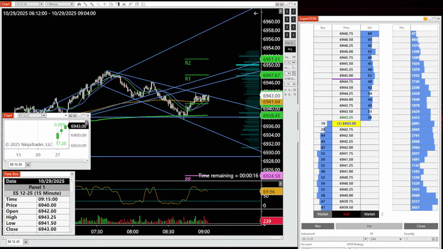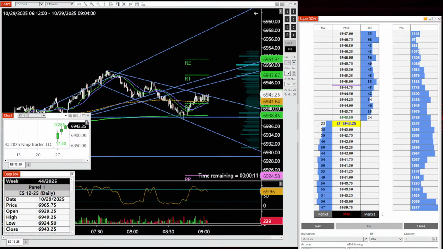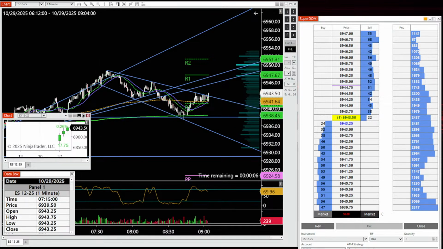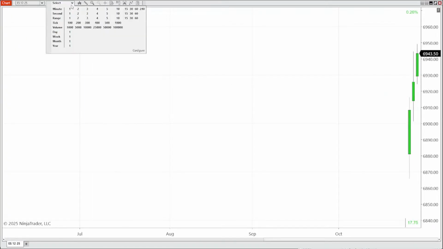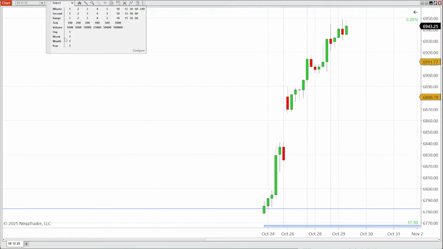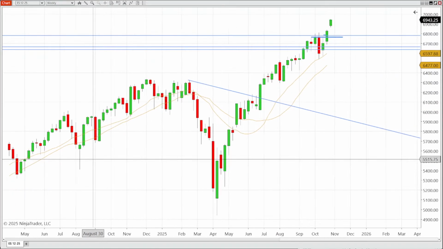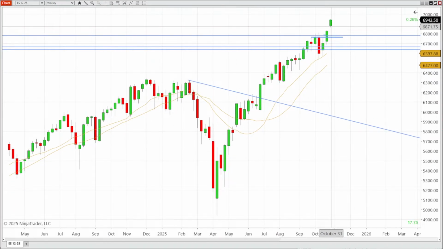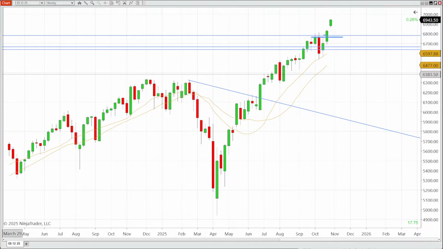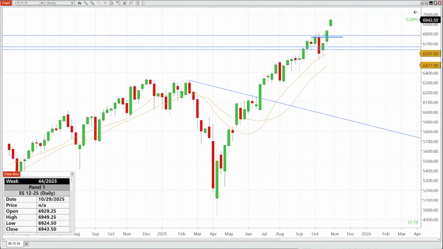Let's see. Let's pull up the 4-hour chart. Let's start with the 240. Well, no, let's go with the weekly chart. On the weekly chart, we gapped up for the week and haven't looked back. Let me bring up the data box. It's probably not showing now. Gotta click it again. There we go.